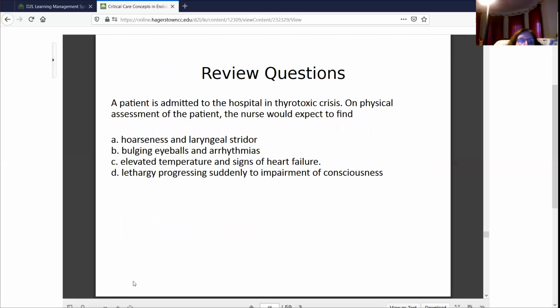Okay, so here are some review questions. A patient is admitted to the hospital in thyrotoxic crisis. On physical examination of the patient, the nurse would expect to find, we're talking thyrotoxic crisis, everything is increased. So elevated temperature and signs of heart failure.